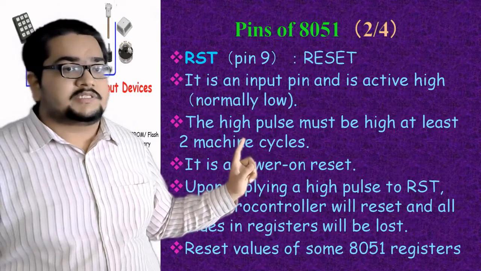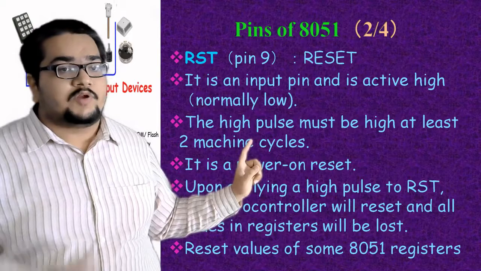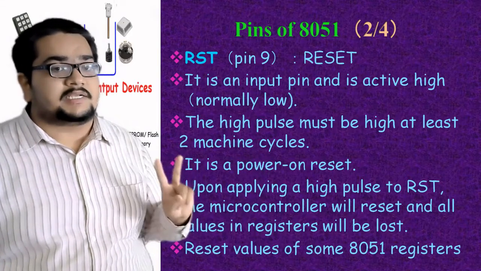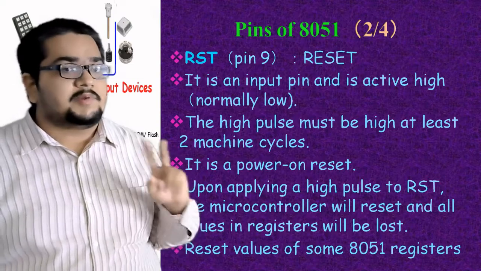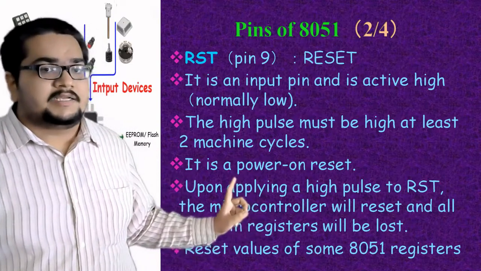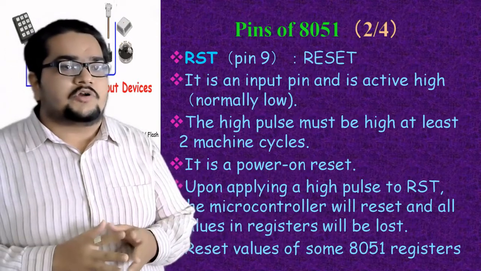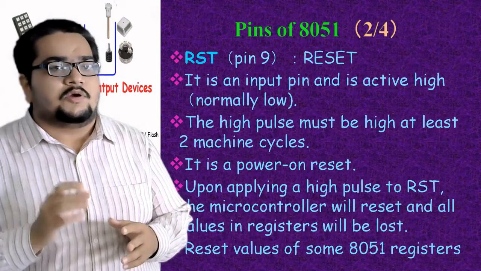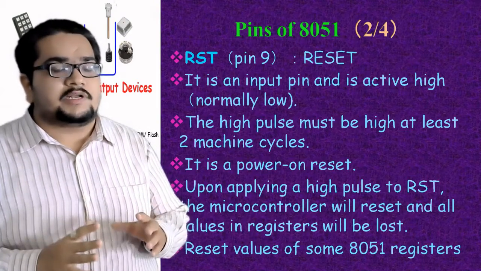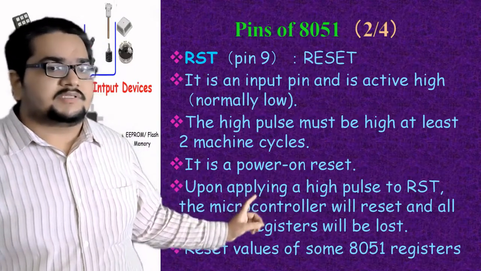Unlike in 8086, where the reset signal was meant to be high for 4 time states, here it has to be made high for 2 machine cycles. Those 2 machine cycles should be in machine read or machine write operation cycles. Okay, here it is power on reset. Whenever we switch on this 8051, it will reset itself. The power on reset connection will also be shown to you just after this.